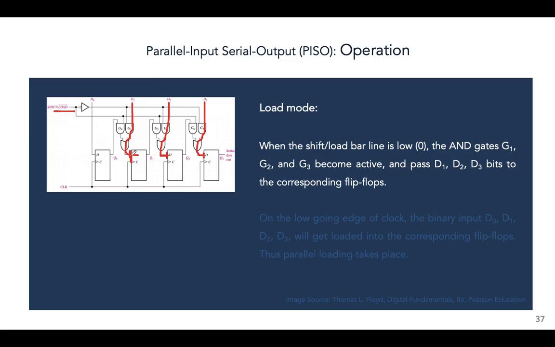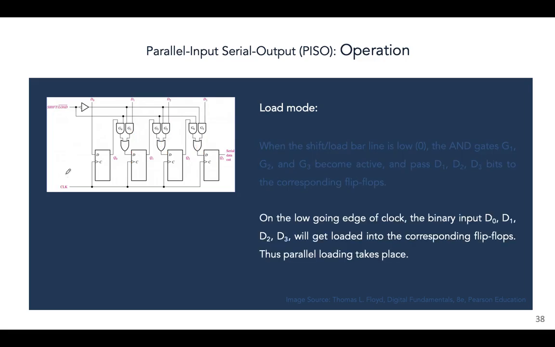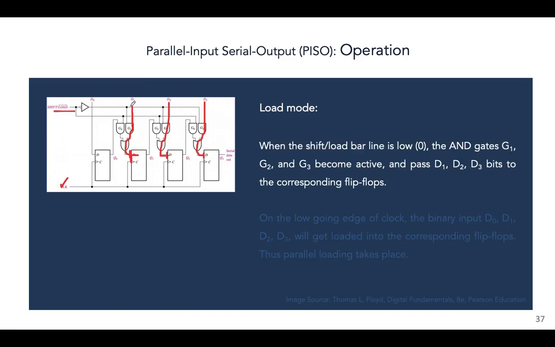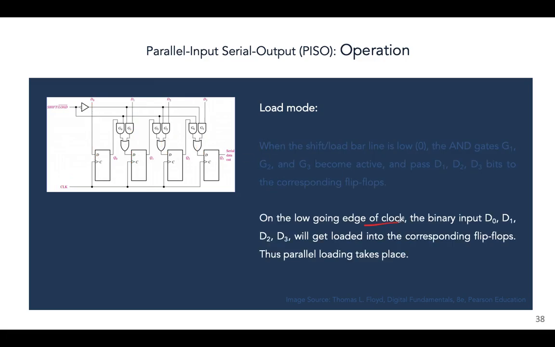And then what happens? Let's not forget the clock, because we keep saying that the entire operation of registers is based on the clock. So far we have seen the shift and load line. So where does the clock come in? Now all the data is at the entrance points. So all the data bits are at the gates, at the entrance points of the flip-flops. When the clock pulse comes in now, these inputs will get loaded into the corresponding flip-flops.